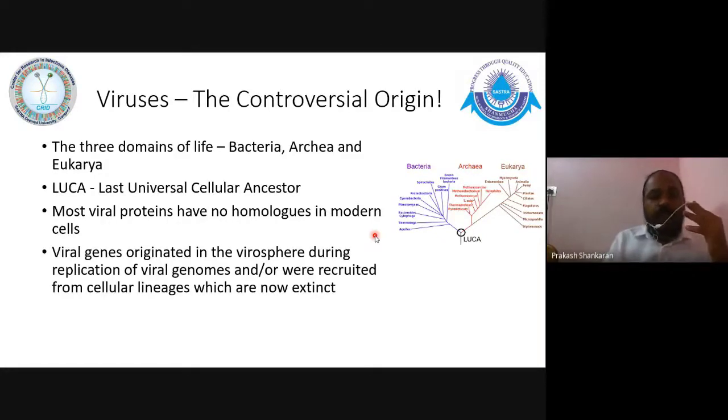Virus genes originated in the virosphere during replication of viral genomes and/or were recruited from cell lineages which are now extinct, meaning that there was a virosphere at that time, just only viruses. These viruses probably had some cells to host them. Now these cells are not existing. They are not here. So the viruses, the hosts, the proteins are not there in any of the other life forms. So it was a different sphere. It doesn't belong to any of these. So the origin is controversial. There is no place for the virus in any of the domains of life that we have today.